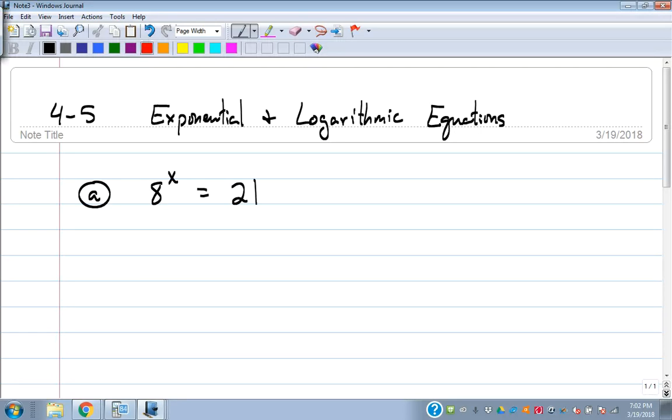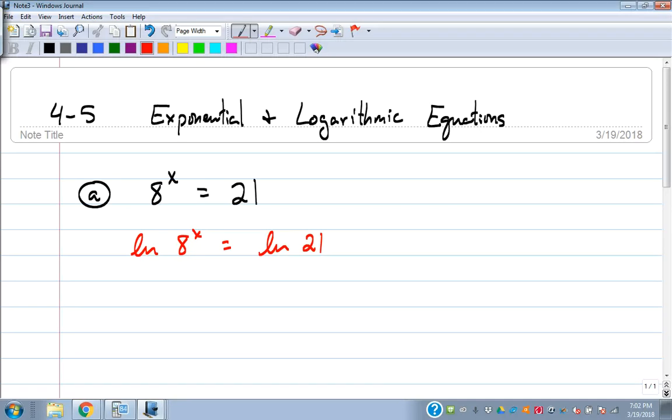So here's how we're going to solve this. We've got the part that has the exponent by itself, 8 to the x. We didn't have to do anything to get it there. There'll be some where we've got to do a little bit of work. I'm going to take the natural log of both sides. Okay? So I'm taking the natural log of 8 to the x equals the natural log of 21.